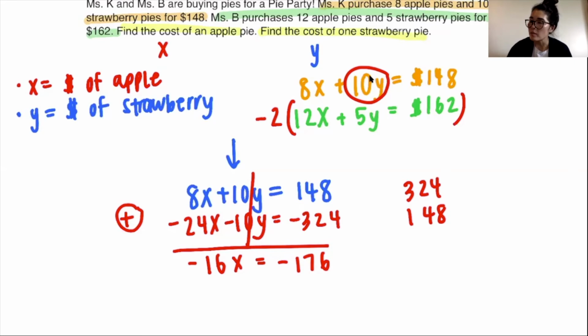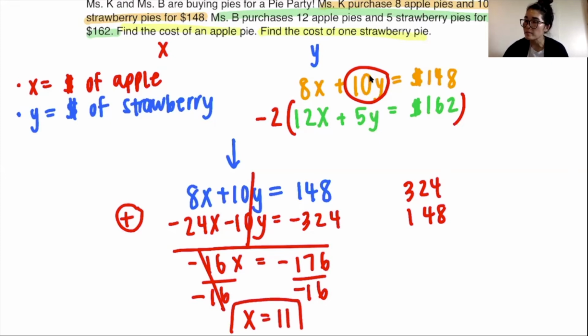Then last step, you're going to go ahead and solve for x. Again, watch your signs here. You are dividing by a -16 so that it cancels out. So -16 and -16 cancel. And then you're going to go ahead and do that on this side also. All right, when you do that, you end up with a +11.